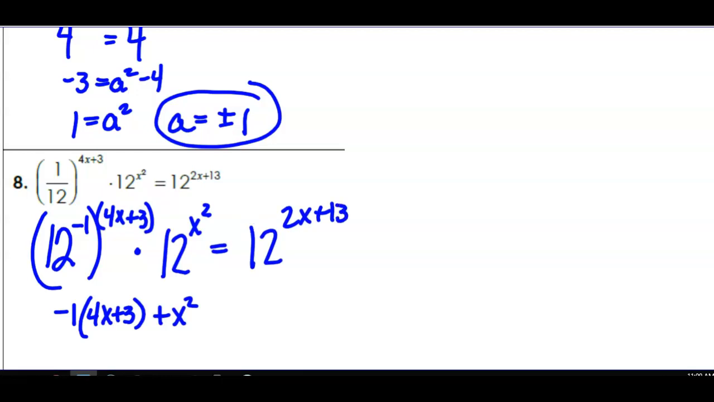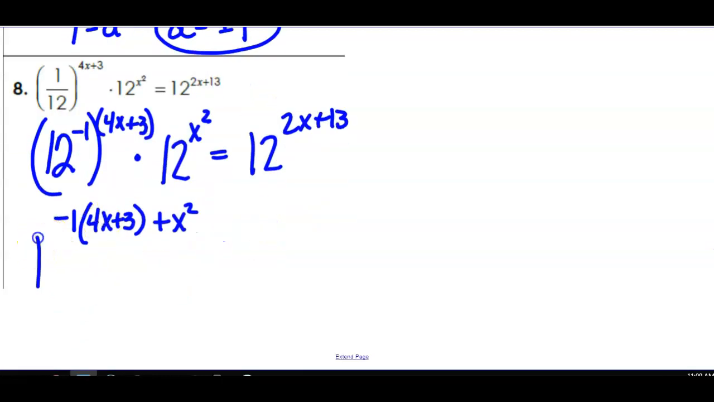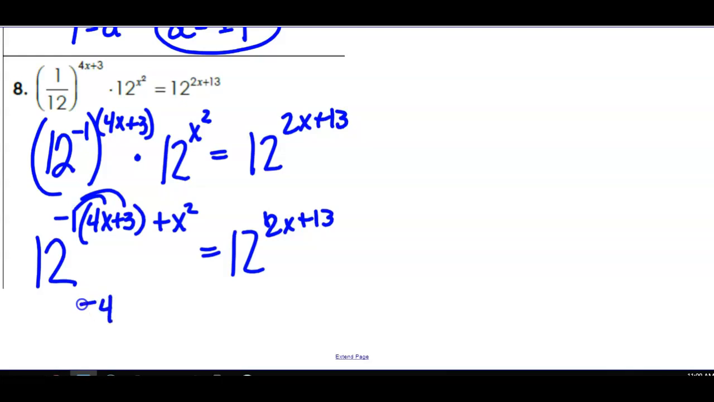I guess I'm going to write this out one more time here. This is all 12 to the this mess. So then we can get rid of the base and say, I'm going to distribute up here. Negative 4x minus 3 plus x squared equals this exponent, which was 2x plus 13. I'm going to move everything over this way so that it equals 0.